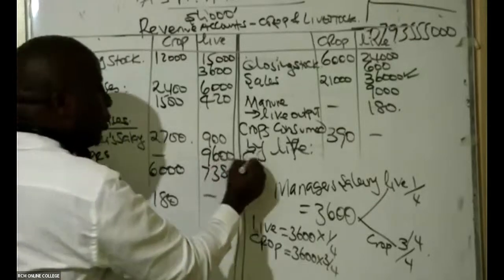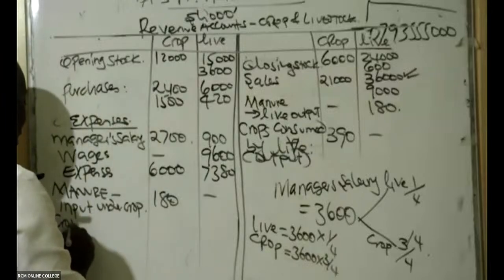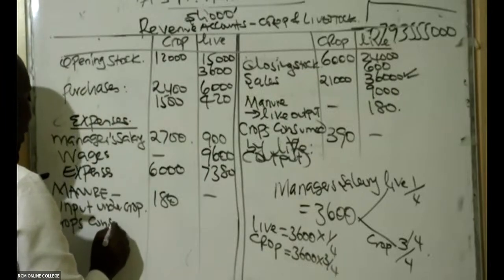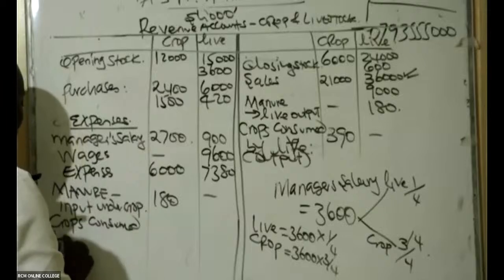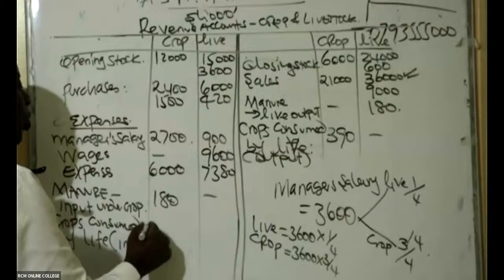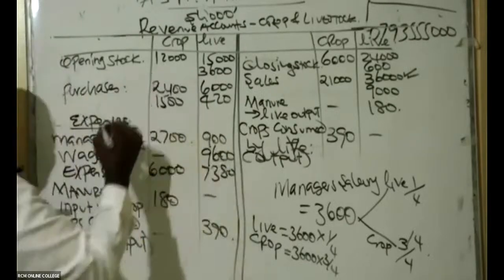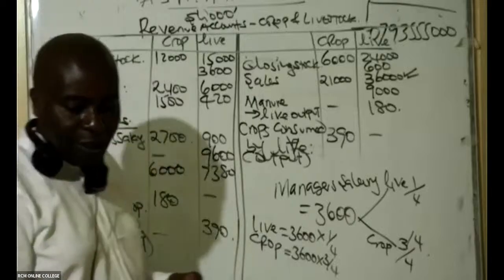So this is an output here. But now here, crops consumed by livestock. So this here is an input which goes under the livestock, 390, like that. I hope that is clear.